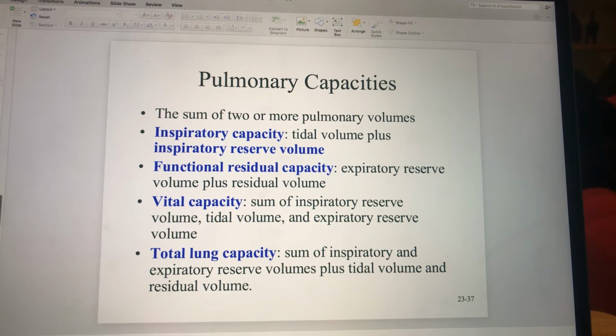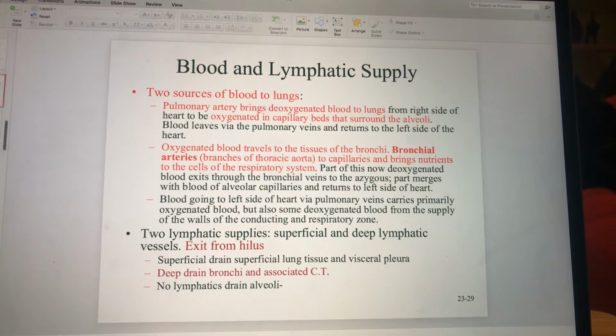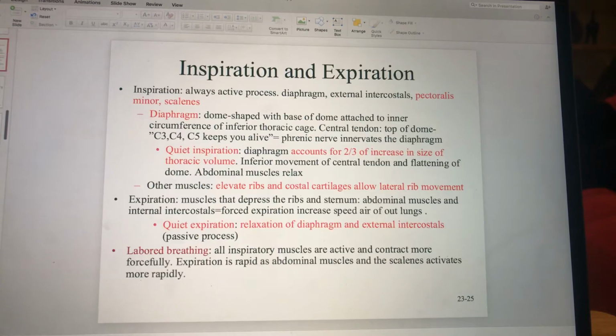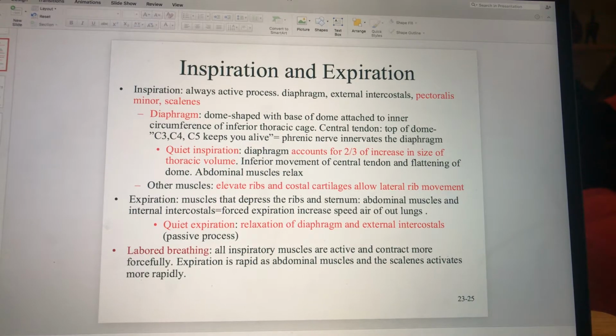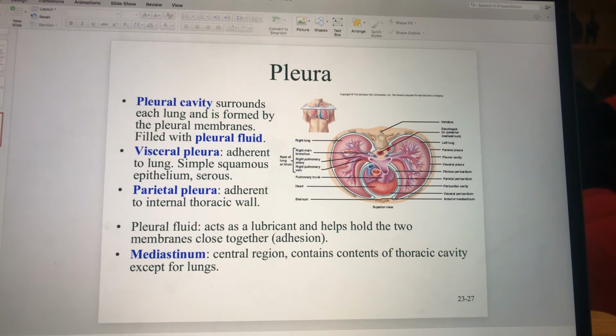Right, now, I think we ended the last lecture on the control of breathing, in terms of C3, C4, C5 keeps you alive. So let's continue here and talk about the pleural system.